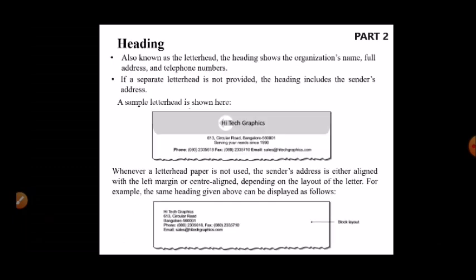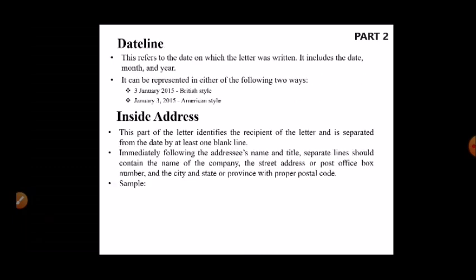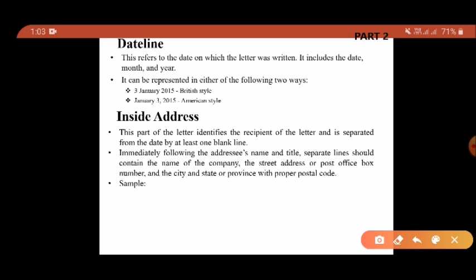After writing the heading, you have to leave a line and then write the date on which you are writing the letter. It can be written in this format, 3 January 2015. This is the format: date, month and the year.